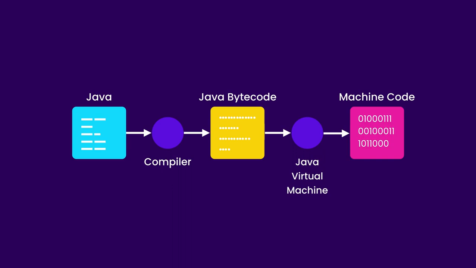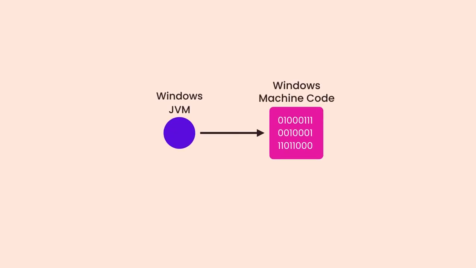With this model, we can run Java bytecode on any platforms that have a JVM. We have JVM implementations for Windows, Mac, and so on. So the JVM implementation on Windows knows how to convert Java bytecode into machine code that a Windows machine can understand. C# and Python have also taken the same route, so they are platform independent.